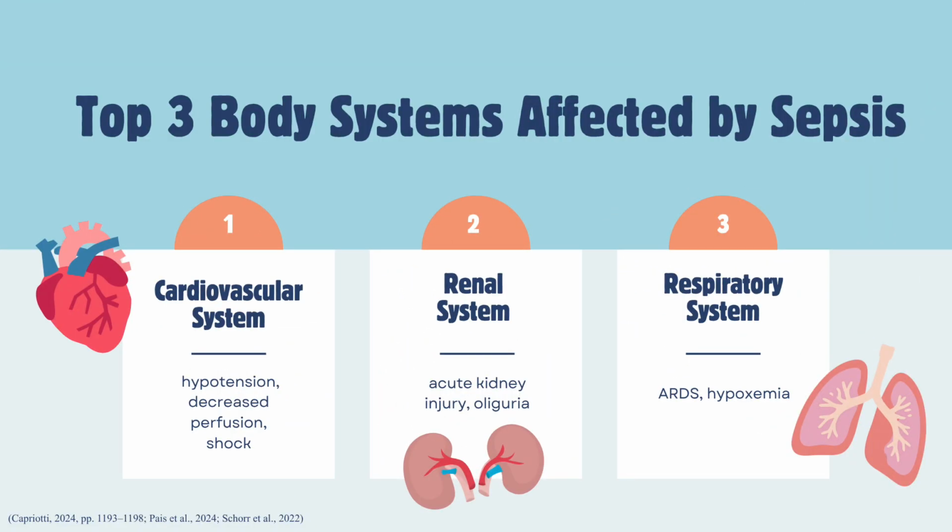Sepsis most significantly affects three major body systems due to widespread inflammation and impaired perfusion. The cardiovascular system is primarily impacted, leading to hypotension, decreased tissue perfusion, and the potential for shock. The renal system is also commonly affected, resulting in acute kidney injury and decreased urine output, or oliguria, due to reduced renal blood flow. Finally, the respiratory system is involved, where impaired gas exchange can lead to acute respiratory distress syndrome, or ARDS, and hypoxemia.